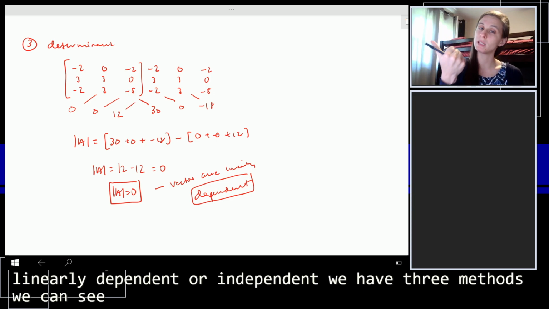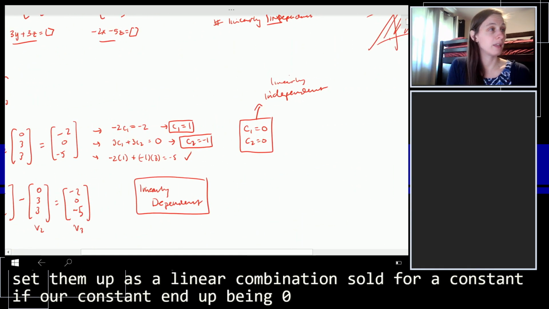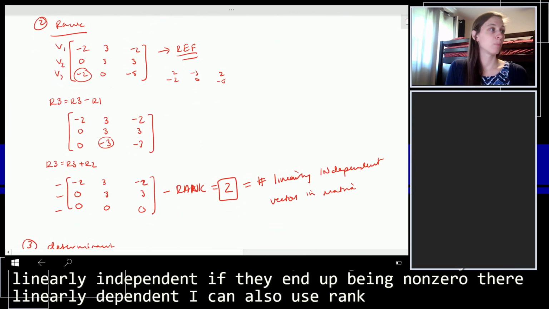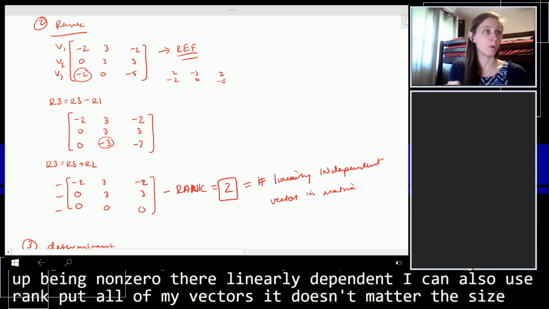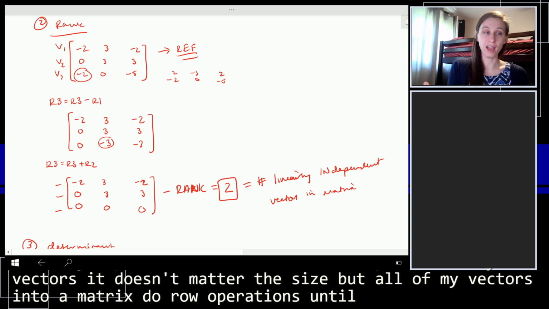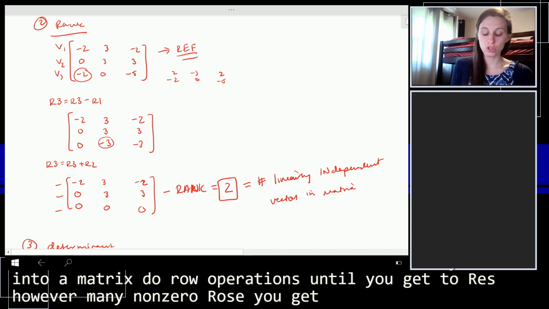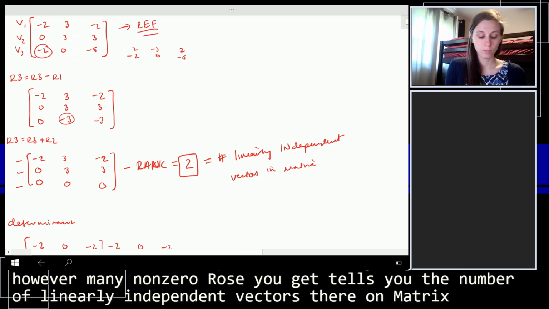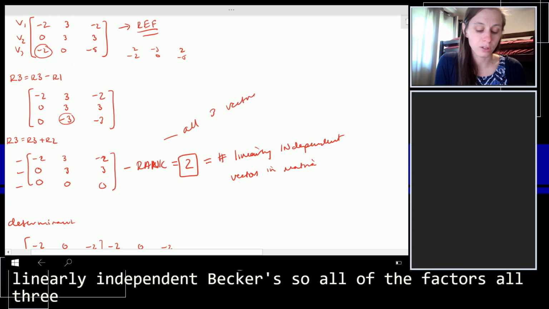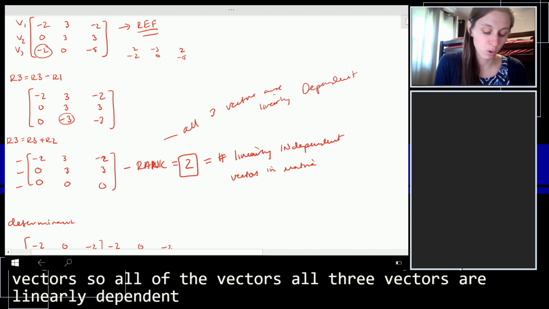So we have 3 methods. We can set them up as a linear combination and solve for our constants. If our constants end up being 0, then they're linearly independent. If they end up being non-zero, they're linearly dependent. I can also use rank. Put all of my vectors, it doesn't matter their size, into a matrix. Do row operations until you get to REF. However many non-zero rows you get tells you the number of linearly independent vectors there are in the matrix. So I forgot to mention, there are 2 linearly independent vectors. So all 3 vectors are linearly dependent. My beautiful handwriting.